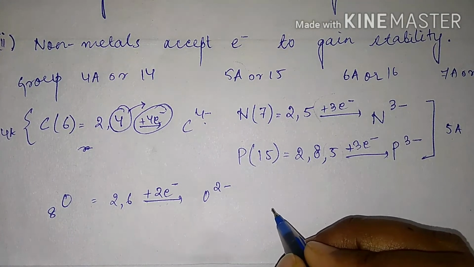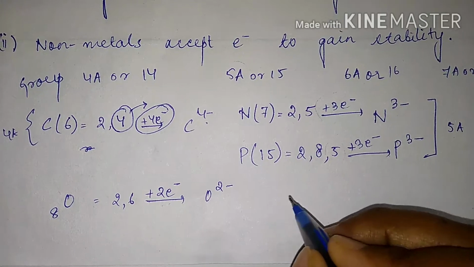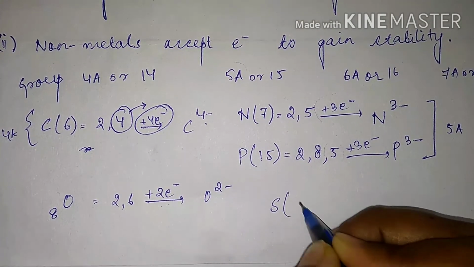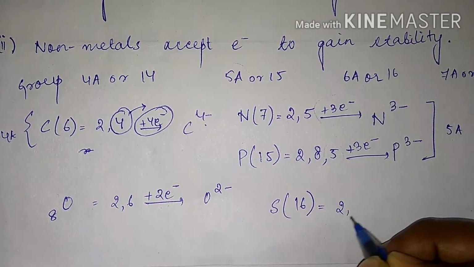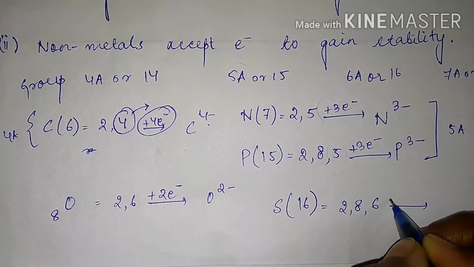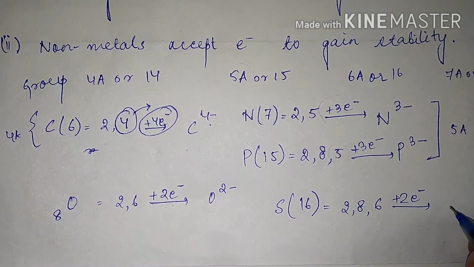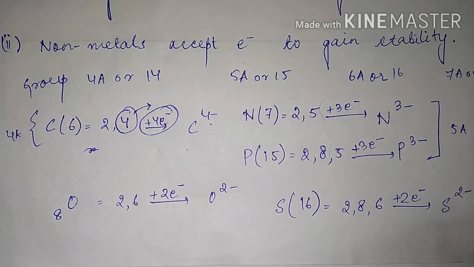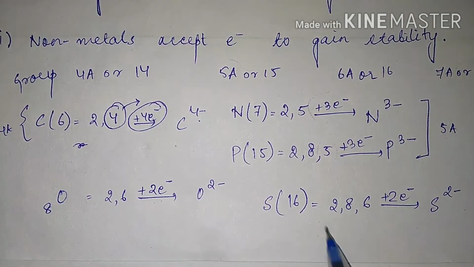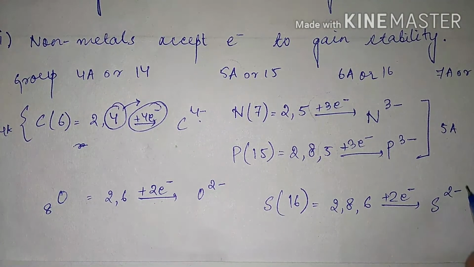Another example of group 6A, from period 3, is sulfur with atomic number 16, electronic configuration 2, 8, 6. Here also it has to accept 2 electrons to become stable. Okay, so the valency is 2 minus.